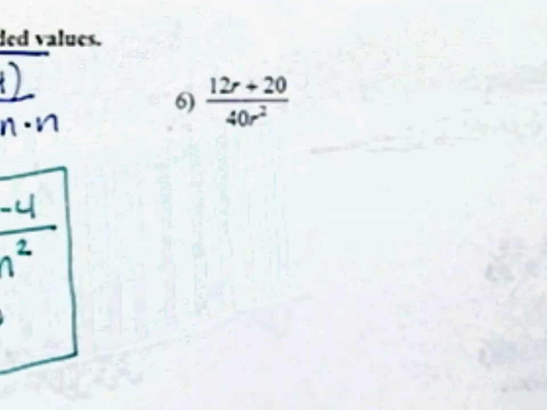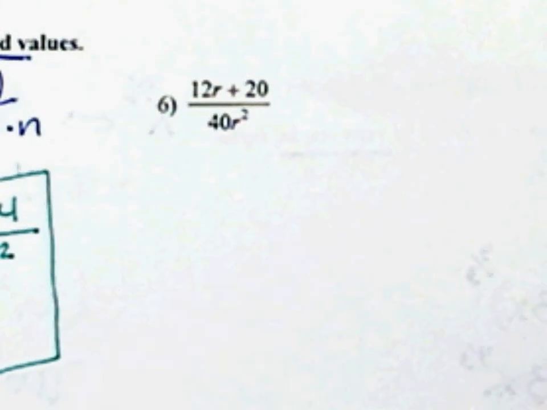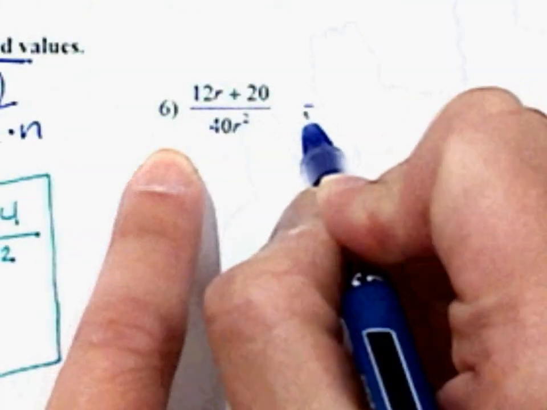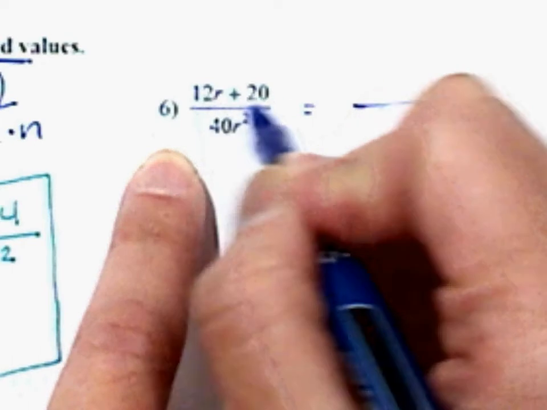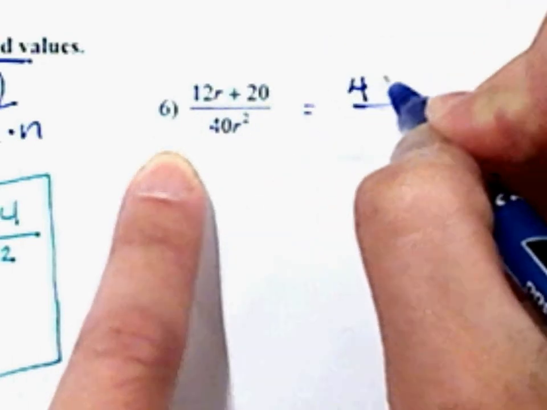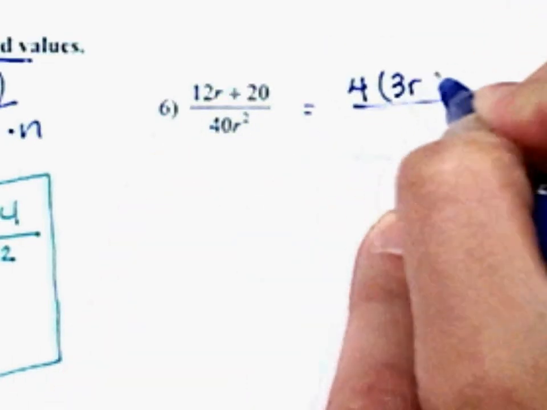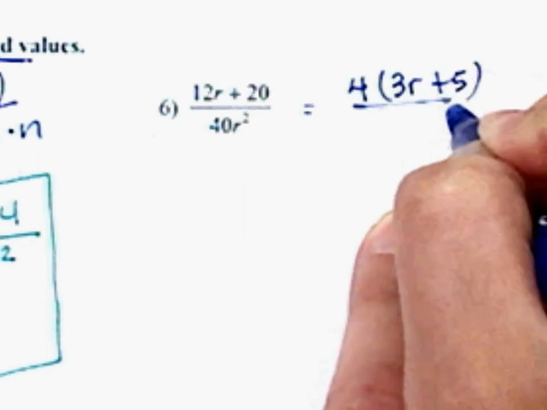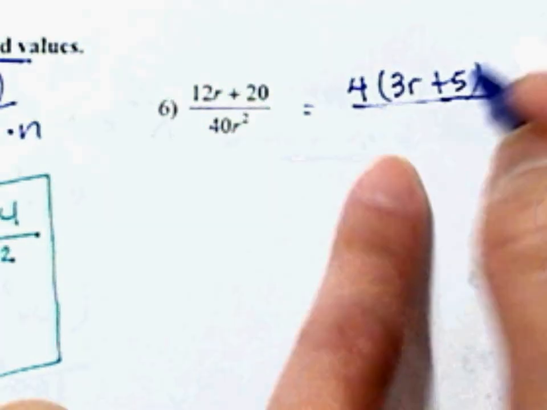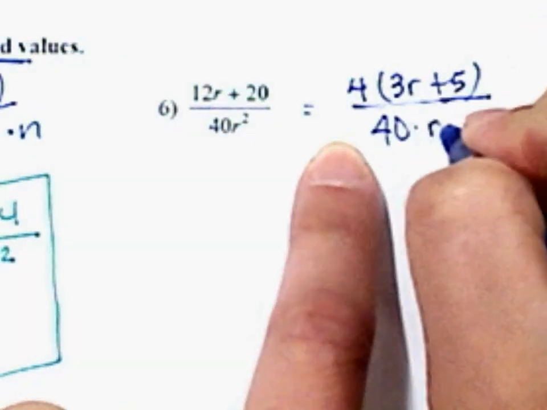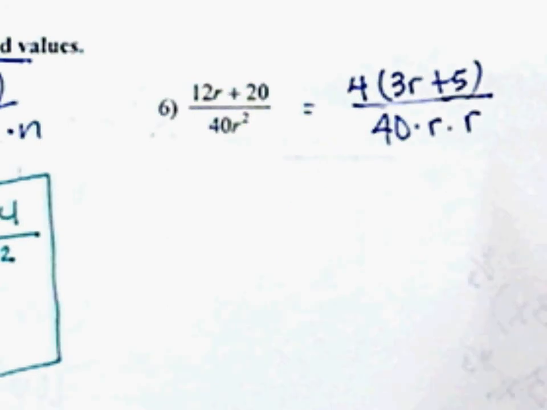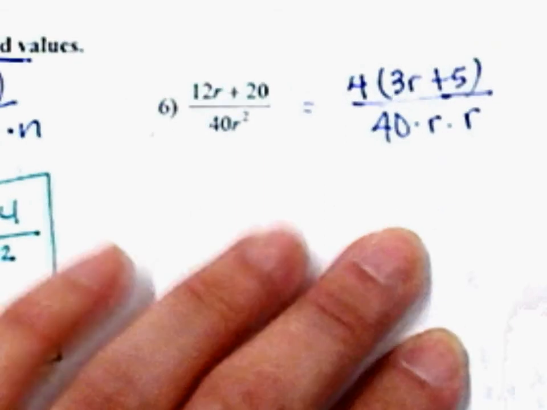Number 6. Let's take a look. What do these two have in common? A 4. Factor out a 4, so you have 3r plus 5. Your denominator, you have 40 times r times r. All right? See what you guys can cancel out. Anything you can cancel out?